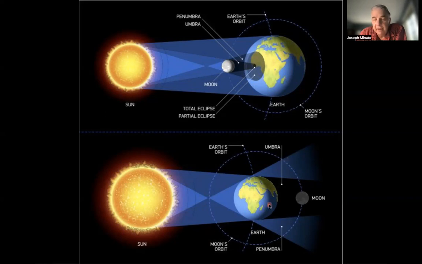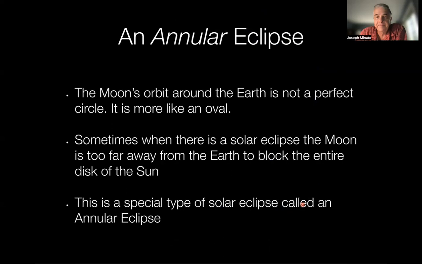Again, contrasting on the bottom picture with a lunar eclipse, the moon is fully immersed in the Earth's shadow for several hours sometimes. And that means anyone who is experiencing nighttime at the time of the eclipse and who has clear weather can see the lunar eclipse.